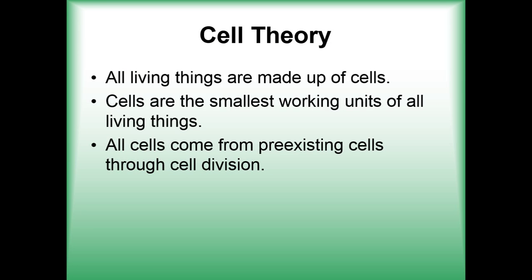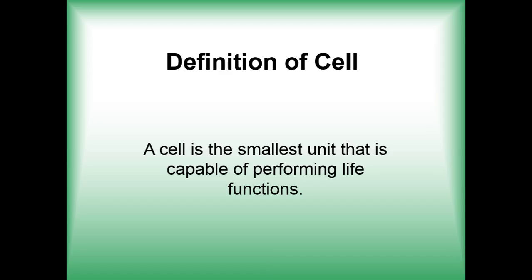So just a minute ago I said all living things. The theory is that all living things must be made of cells. And these cells are the smallest working units of all living things. Those cells must come from pre-existing cells through cell division. A cell is the smallest unit that is capable of performing life functions.